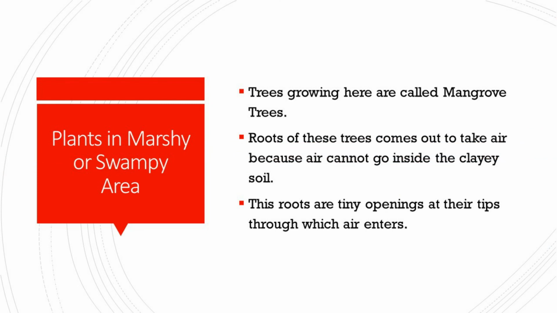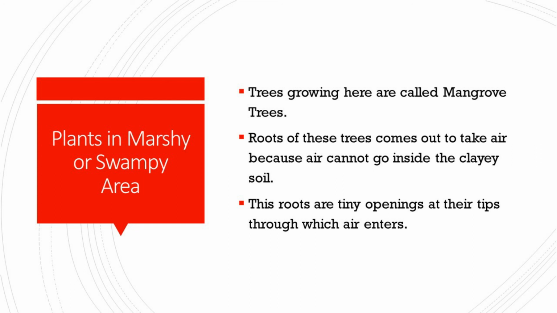Next is plants in marshy or swampy area, like area near Sundarban Delta or any mangrove area. Trees growing here are called mangrove trees. Roots of these trees come out to take air, because air cannot go inside the clay soil. You must have seen clay, you are playing with the clay, so fine soil it is.